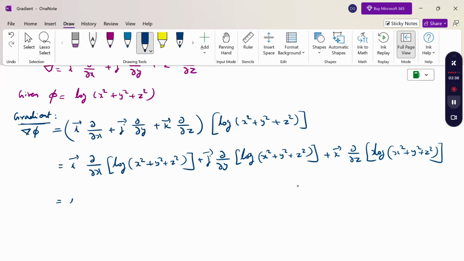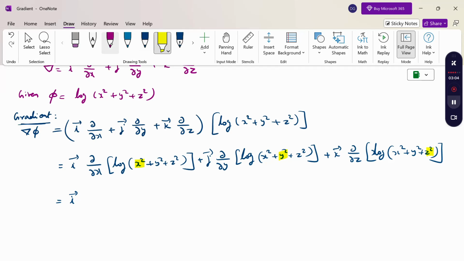So now see here, i vector dou by dou x is the partial derivative with respect to x. Therefore here x is the only variable, other values are considered constant. When it is dou by dou y, y is the only variable, and x and z are constant. And then dou by dou z, here z is the only variable, the other two values are constant.